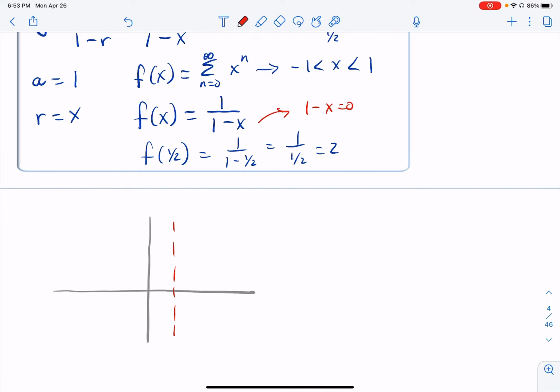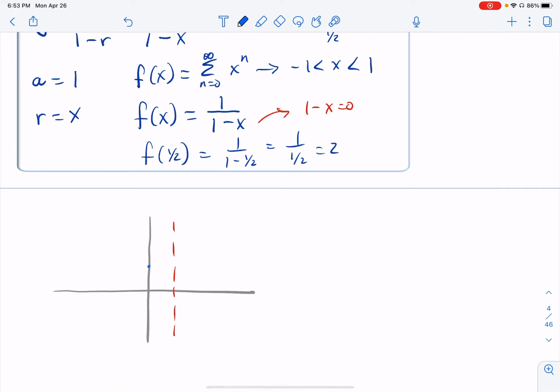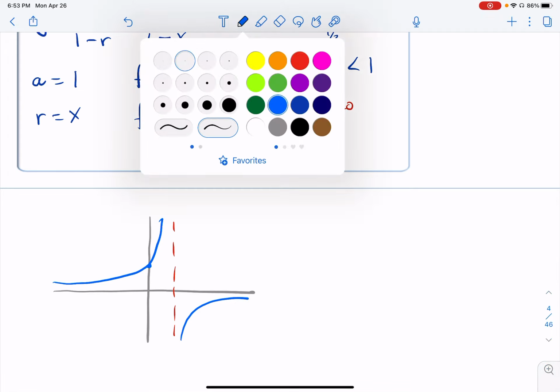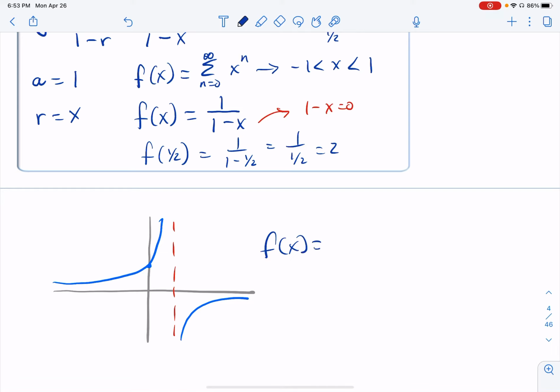And how about a y-intercept? If we were to plug in a 0 right here for x, it'd just be 1 over 1, which is 1. I'm going to say that that's about right there. And then whenever I go to graph this thing, here's a portion of the graph, and then here's the other branch of it.